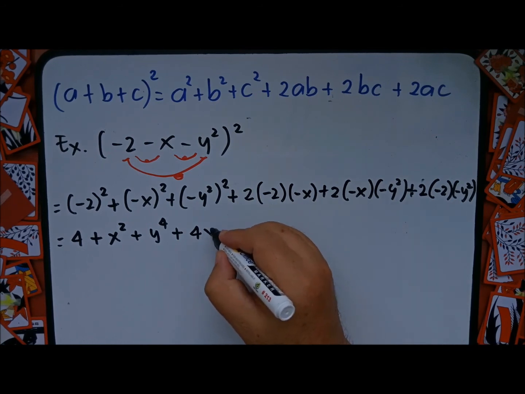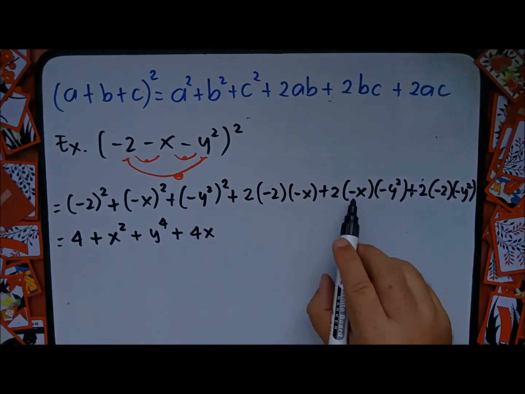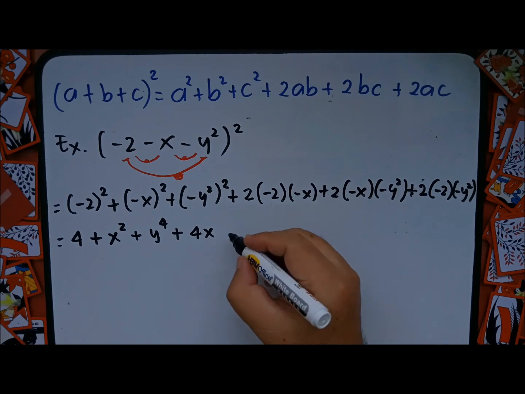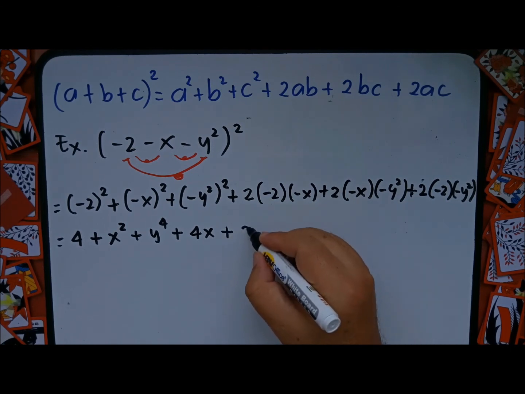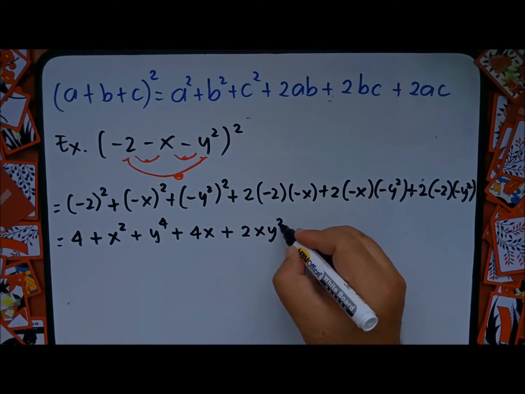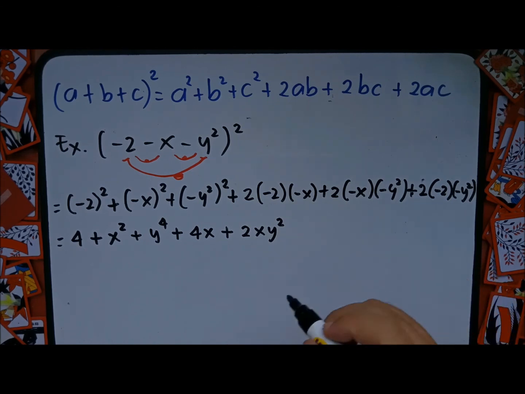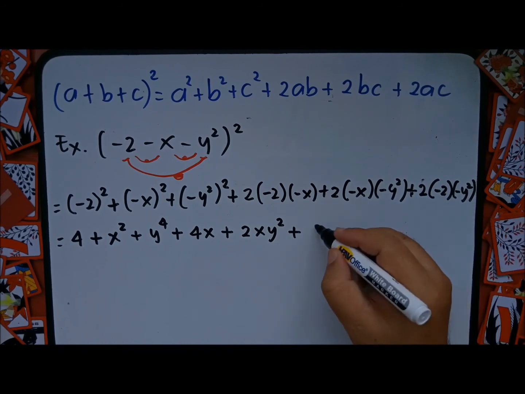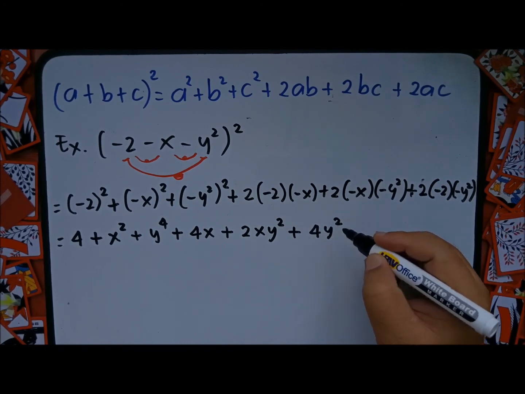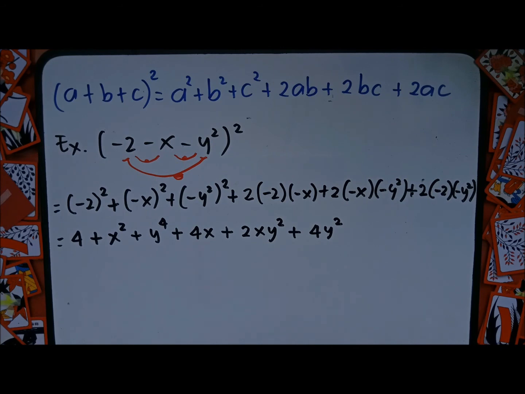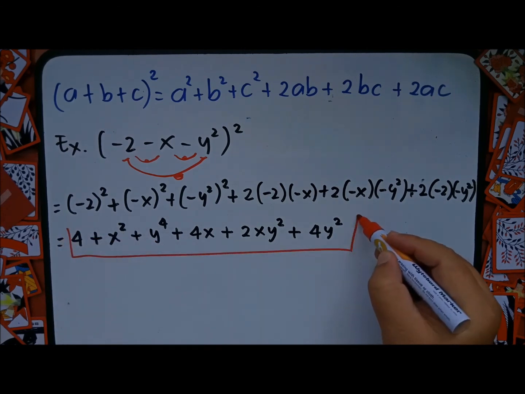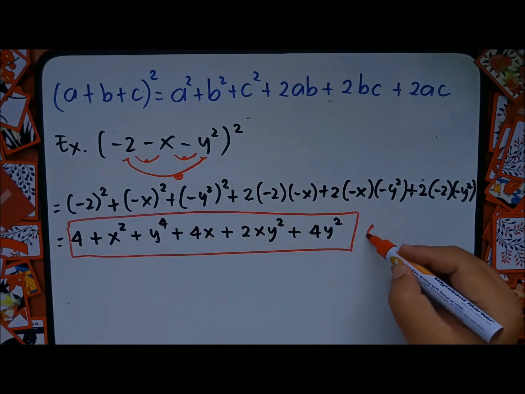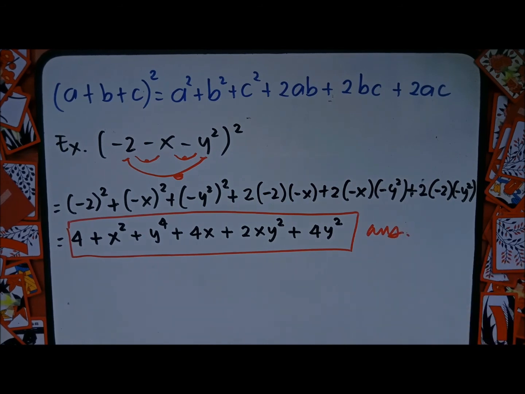Then, copy the variable. Positive times negative is negative. Negative times negative will become positive. 2xy squared. Positive times negative is negative. Negative times negative will become positive. 2 times 2 is 4 y squared. So, this will be your final answer. Everything is positive. Okay, so that's it.